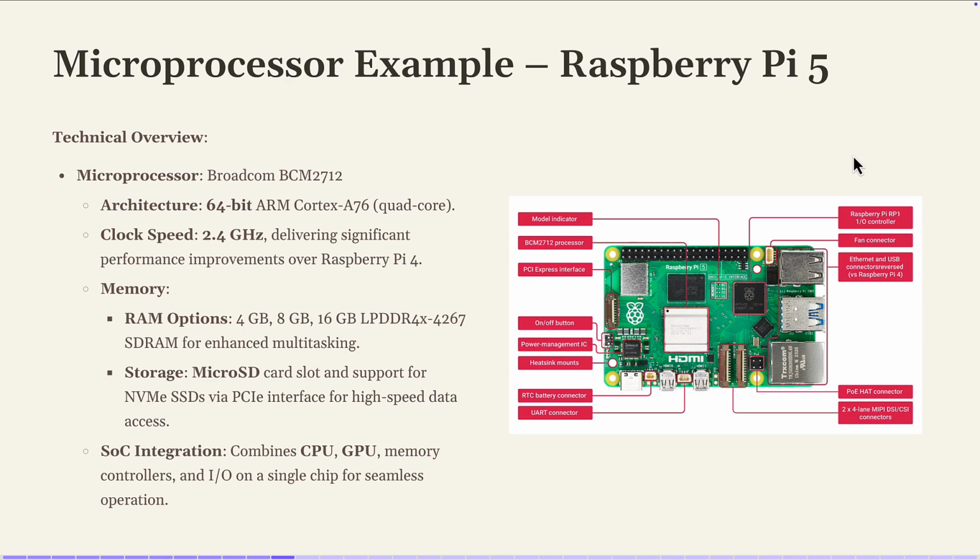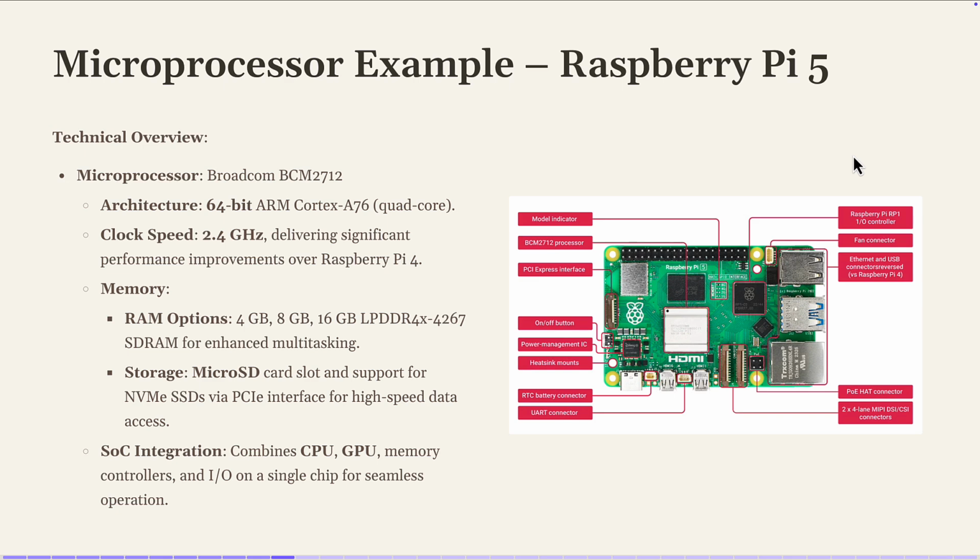64 bits, okay? And operates at 2.4 gigahertz instead of 16 megahertz. So you can see the difference in scale, which delivers significant performance improvement over the Raspberry Pi 4. Raspberry Pi 4 was operating at 1.8 gigahertz. Okay, so this is much more powerful, and it comes through different memory options.